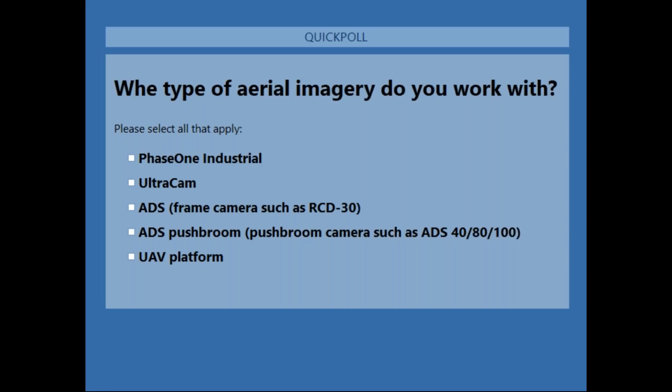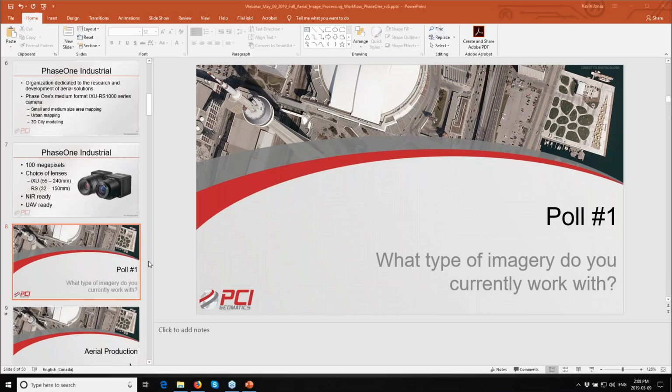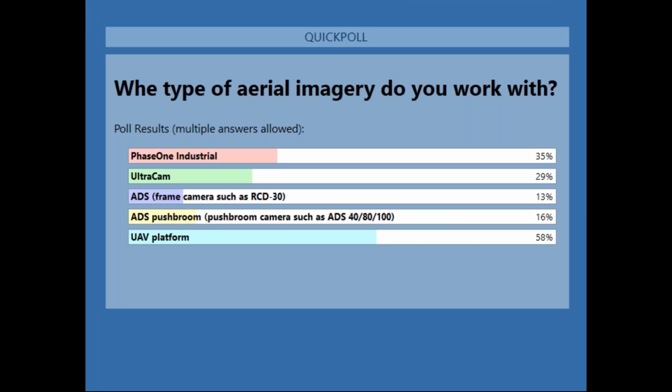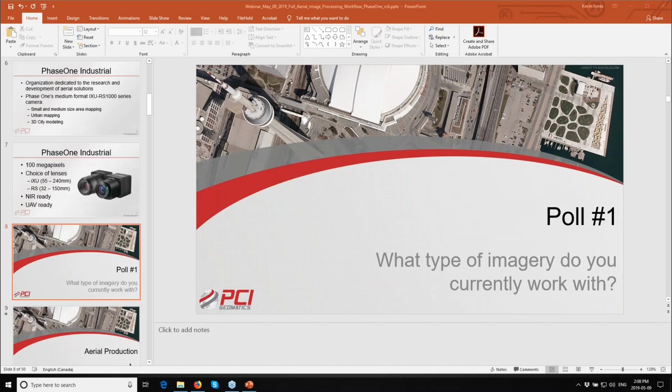We're curious to know what you're using. Just going to leave that open for a few more moments. Looks like mostly everyone has voted. So I'm going to close that down and share the results with you quickly. Kind of interesting. A lot of people using UAV platforms. After that, it's PhaseOne, then UltraCam, then ADS pushbroom, and then ADS frame camera. Interesting results. Thanks for sharing those with us.